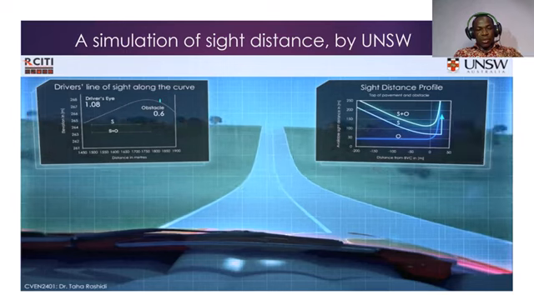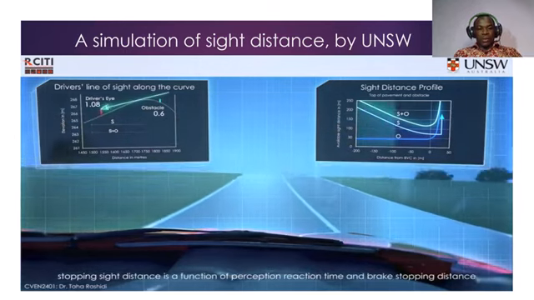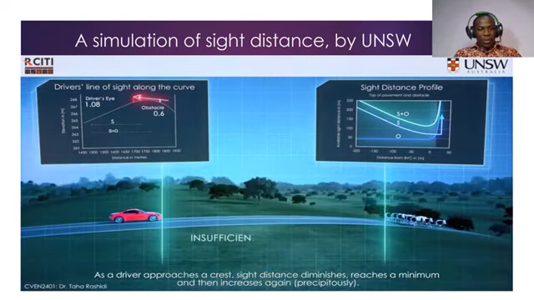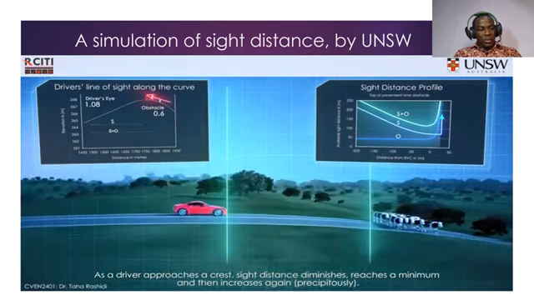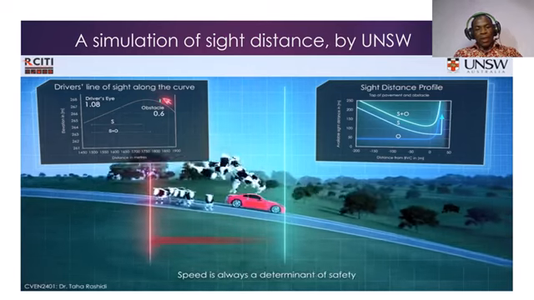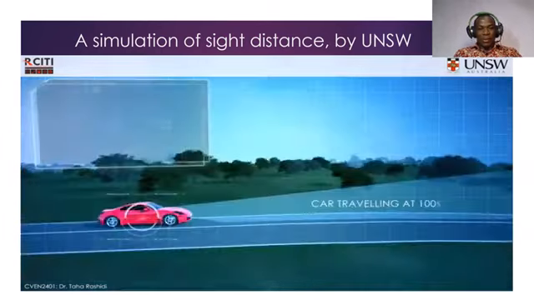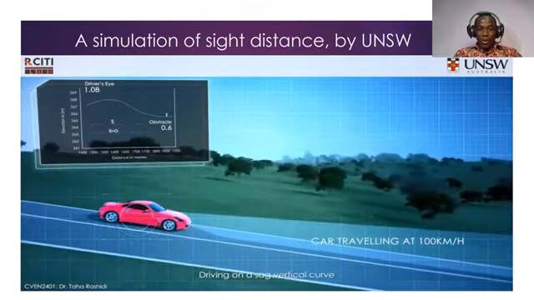When it comes to a crest curve, you would notice that there is no sufficient space in this case. It has seen the obstacle, but there is no sufficient distance to stop before it, and it has collided with the cows. And if you're in the north of Nigeria, this is a big deal. If you hit one cow, you're in trouble.